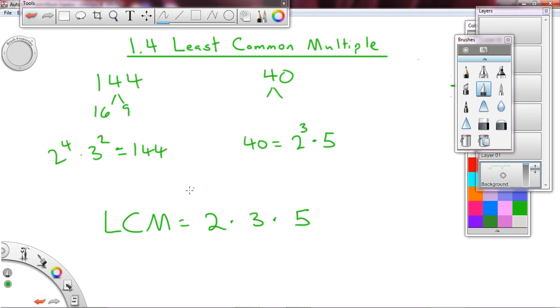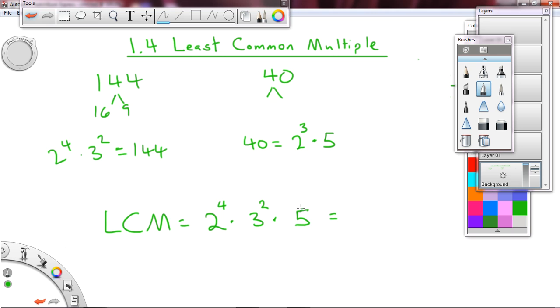How many 2's do I need? Well, this one needs 4 2's, this one needs 3 2's. So if I put in 4, we're good. Okay. I need at least 2 3's. And I need 1 5. There we go. There's my least common multiple.